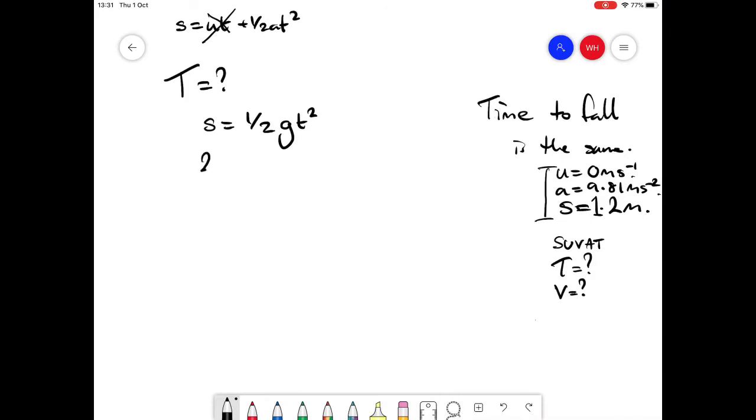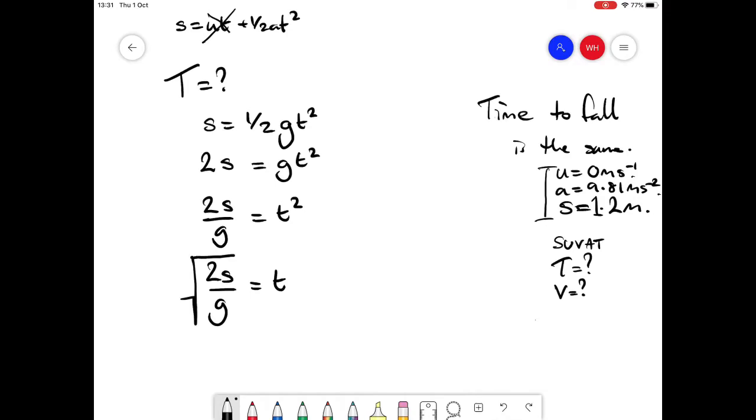Yeah. Then we'll do some rearranging. 2s equals gt squared. 2s over g equals t squared. 2s over g equals t, as long as you square root it. So that means square root of 2 times 1.2 over 9.81 is going to give us t. Let's grab my calculator.